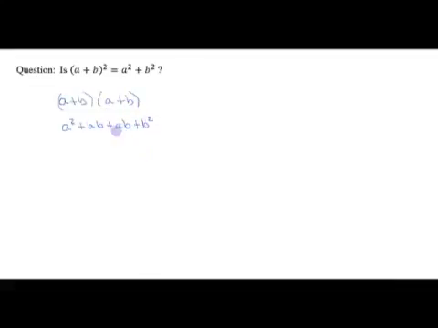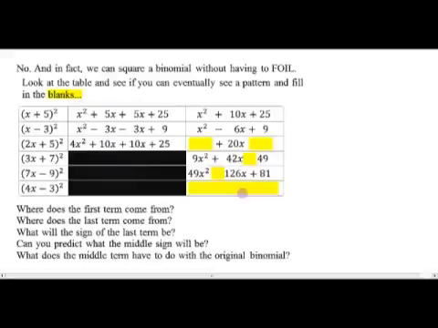When I combine my like terms from the middle, I get a squared plus 2ab plus b squared. That's definitely not the same as just a squared plus b squared. So we'll say no on this question. In fact, we can square a binomial without having to FOIL. Look at the table and see if you can eventually see a pattern and fill in the blanks.